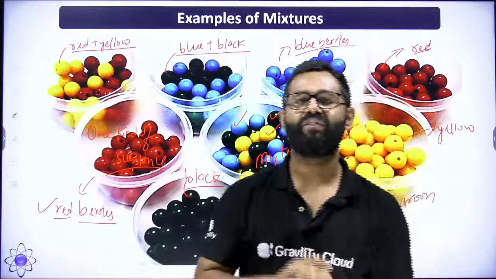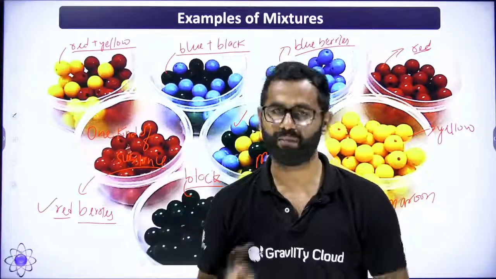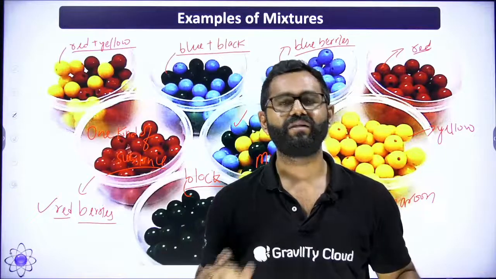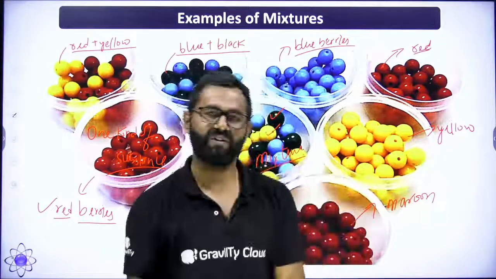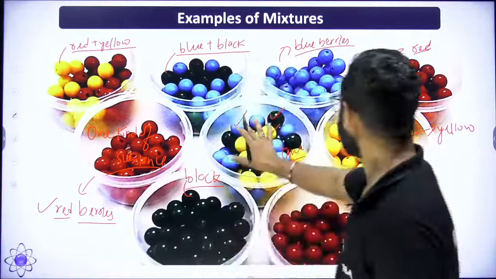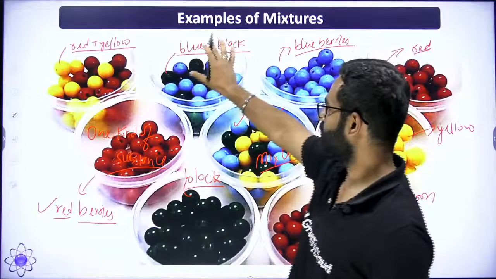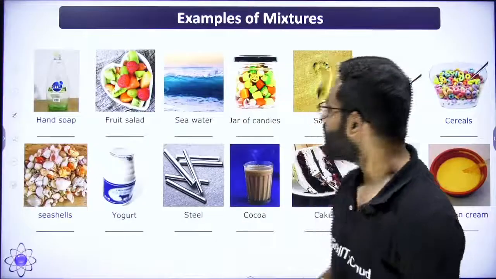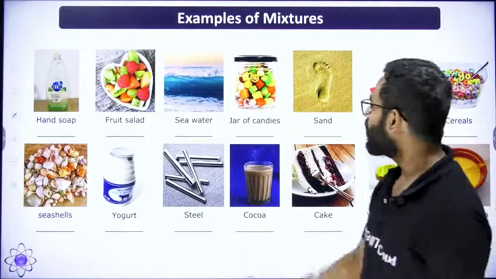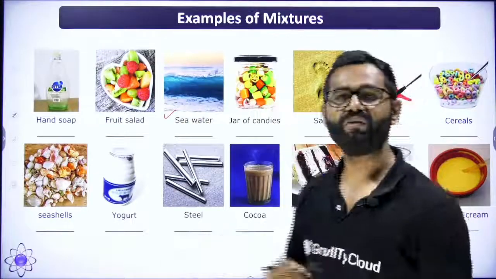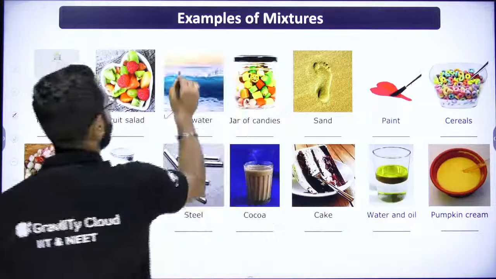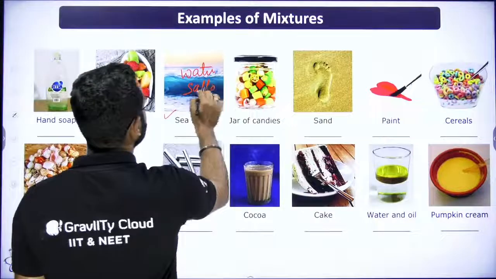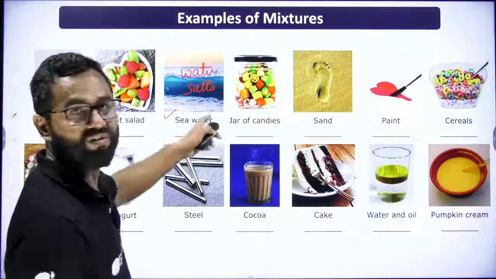The definition of mixture says that when two or more types of substances are mixed together, but they should not chemically react, the resulting substance is called the mixture. So all these are examples of mixture. This is a mixture, this is a mixture and this is a mixture. Similarly, if I take other examples, for example, seawater. Seawater has water as well as salts. So seawater is a mixture of water and salts.